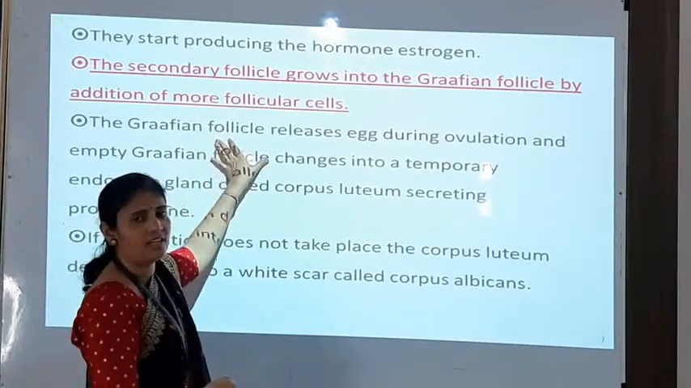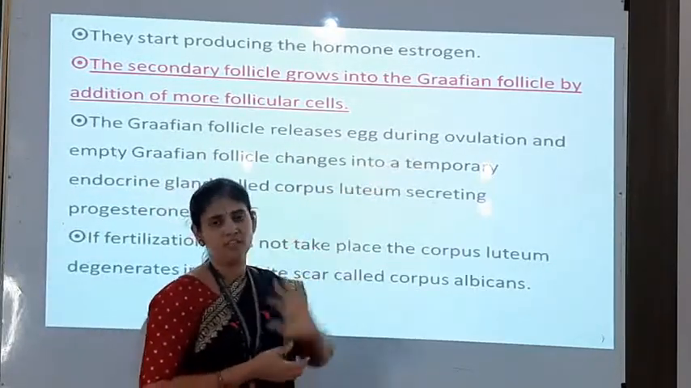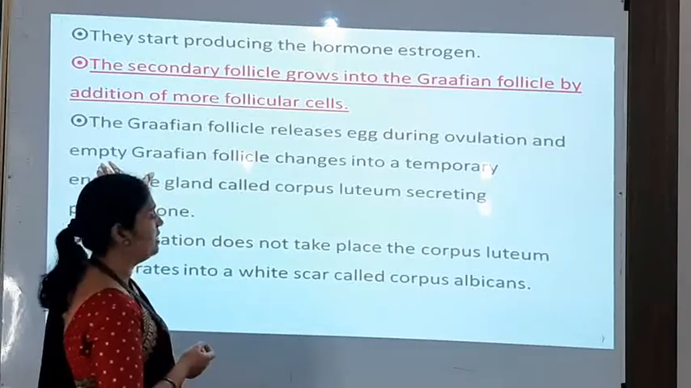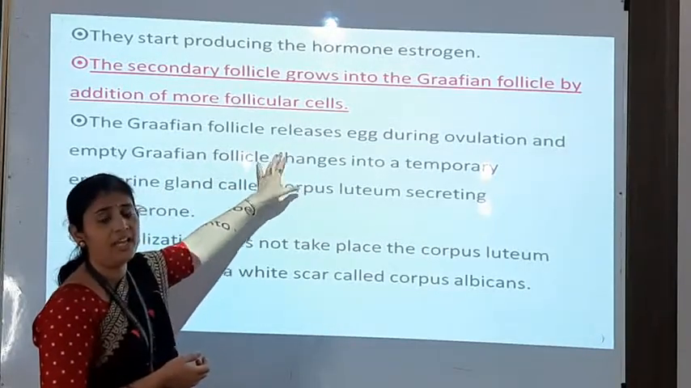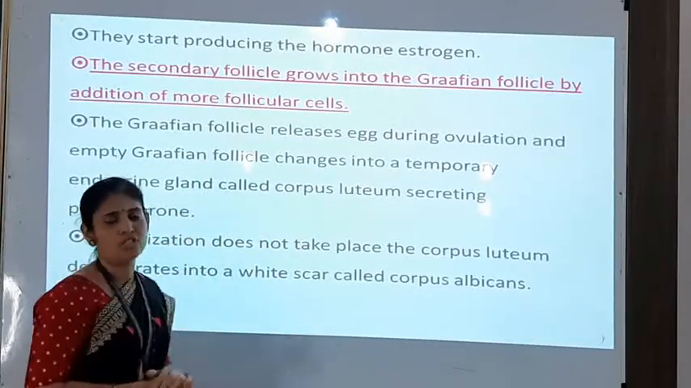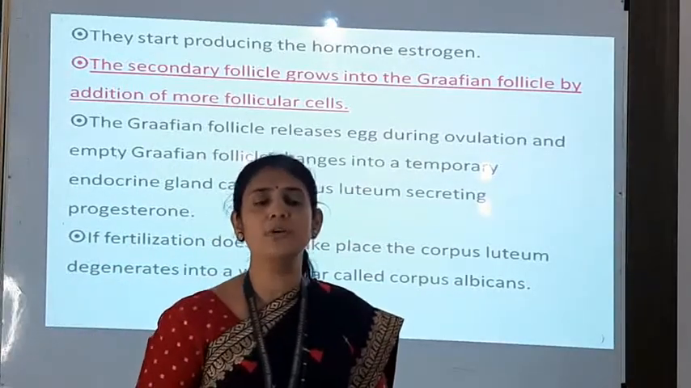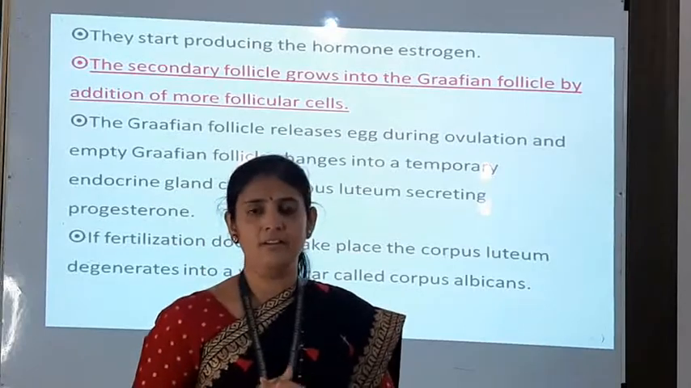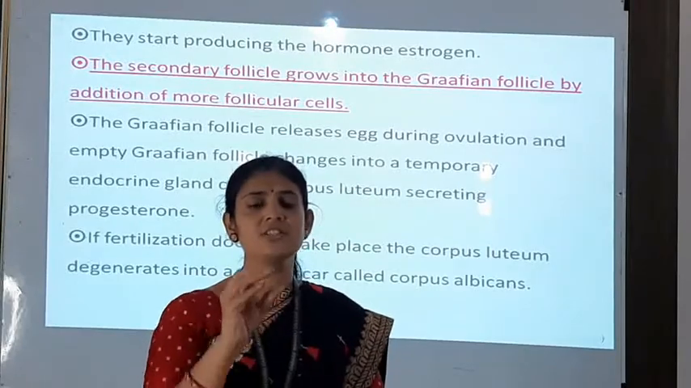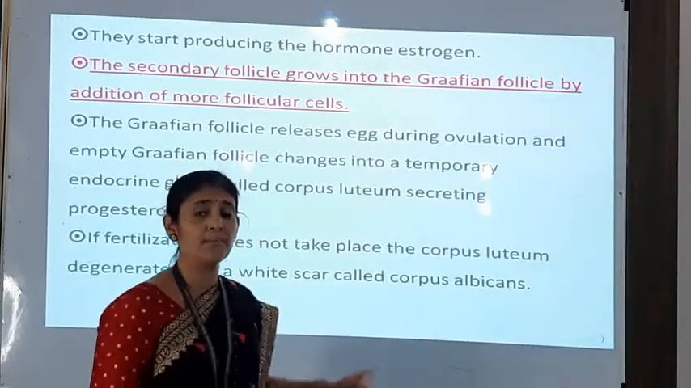When the Graafian follicle becomes mature, it releases the ovum or egg during ovulation. The ovum is released from the Graafian follicle, and this empty Graafian follicle changes into a temporary endocrine gland called the corpus luteum, which secretes progesterone. Corpus luteum is not present throughout life or throughout the pregnancy. It is present just for the starting of the pregnancy, and hence it is called a temporary endocrine gland.